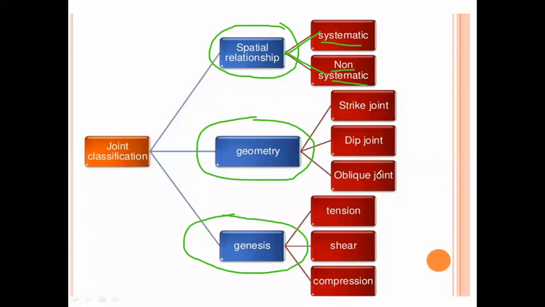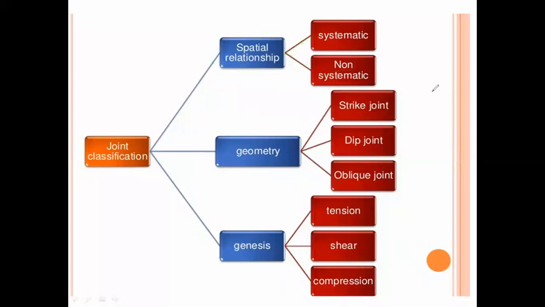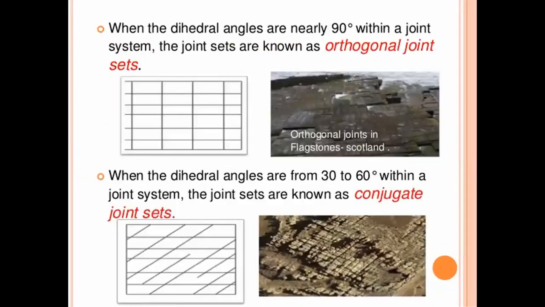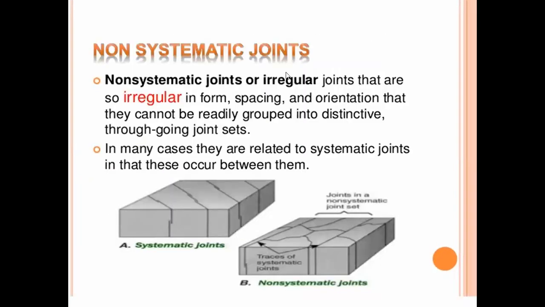So just wait, I will show you. Now first we will discuss these two types, systematic and non-systematic. Non-systematic joints are also considered as irregular joints. Irregular means the orientation, spacing and direction are in any direction.